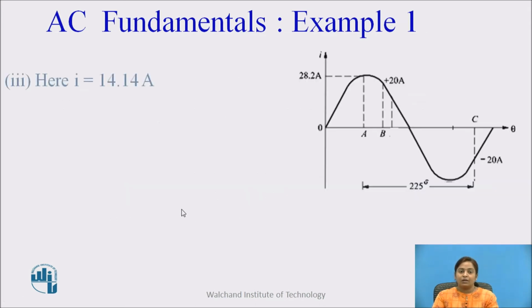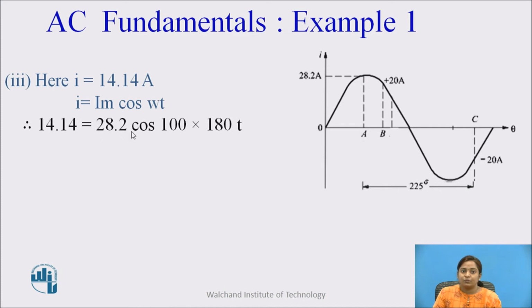So again here the value of I is given. Again we have to write the equation for that wave, which will be made after taking reference point A. Okay, so I is equal to Im cos omega t. That is the basic equation, and putting the value of I, 14.14 ampere here, we get the equation 14.14 is equal to 28.2 cos 100 into 180 t. Okay, now find the value of t.